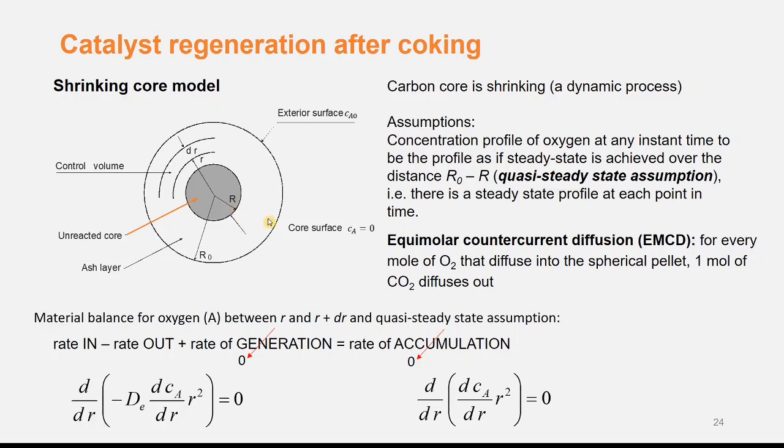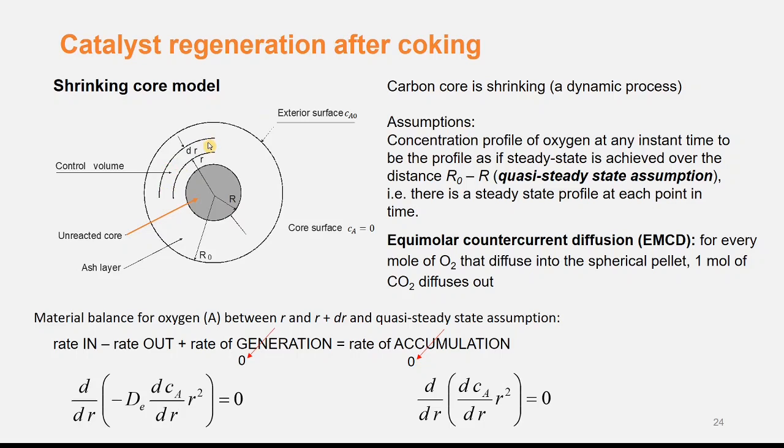This region between the unreacted core and the pellet surface is called the ash layer. And this is where we are going to write our balance for oxygen. So we draw our control volume here. It is a spherical shell at radius small r with thickness dr. An important thing to remember is that there is no reaction taking place in the ash layer because there is no carbon there. It has already been burnt. The reaction only takes place at the surface of the core, at capital R. We will need this later when we write our balance.